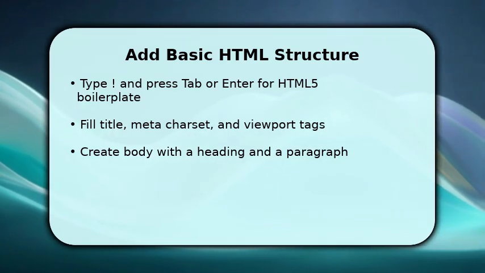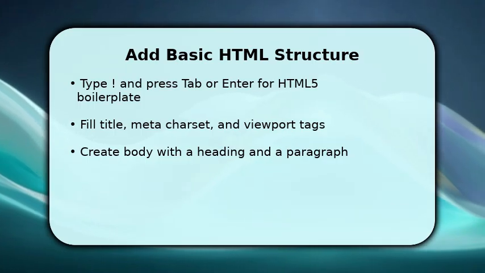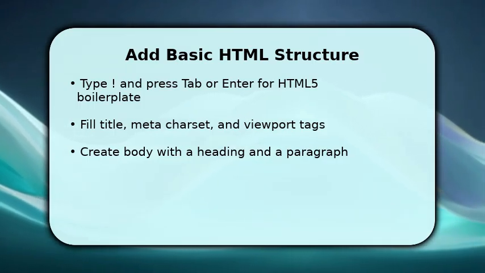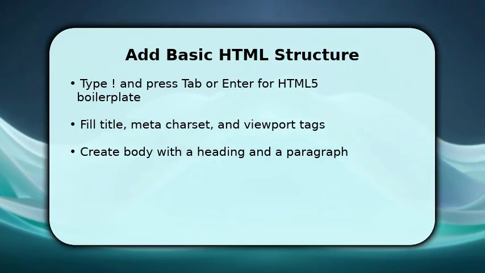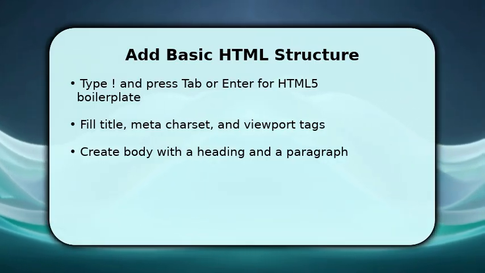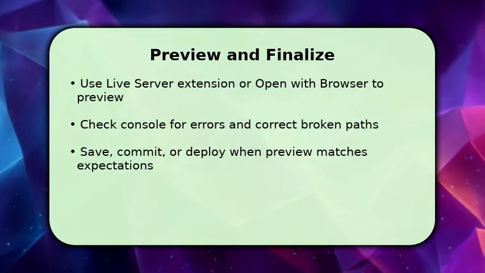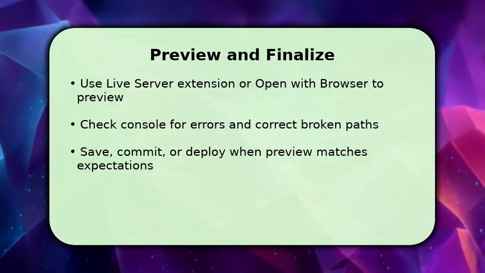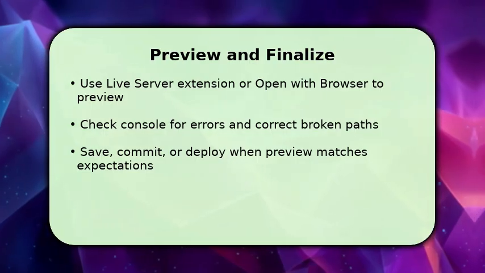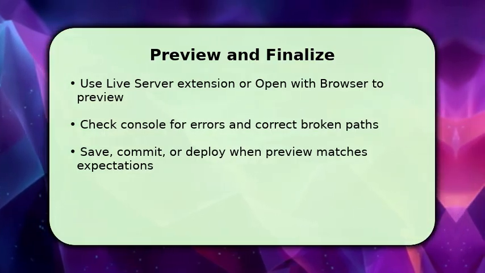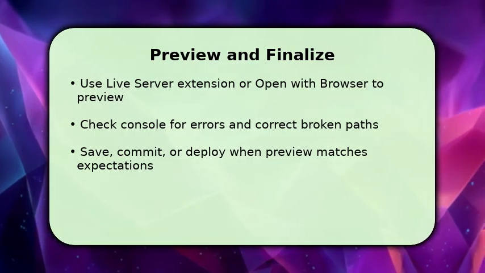Once done, save changes and use the status bar language indicator to ensure the file is HTML. If it is not, set it manually to get correct formatting and autocomplete. You finish by previewing the file: install and run Live Server, or right-click and open index.html in a browser to see the page rendered. Make edits in VS Code, save, and the preview updates.